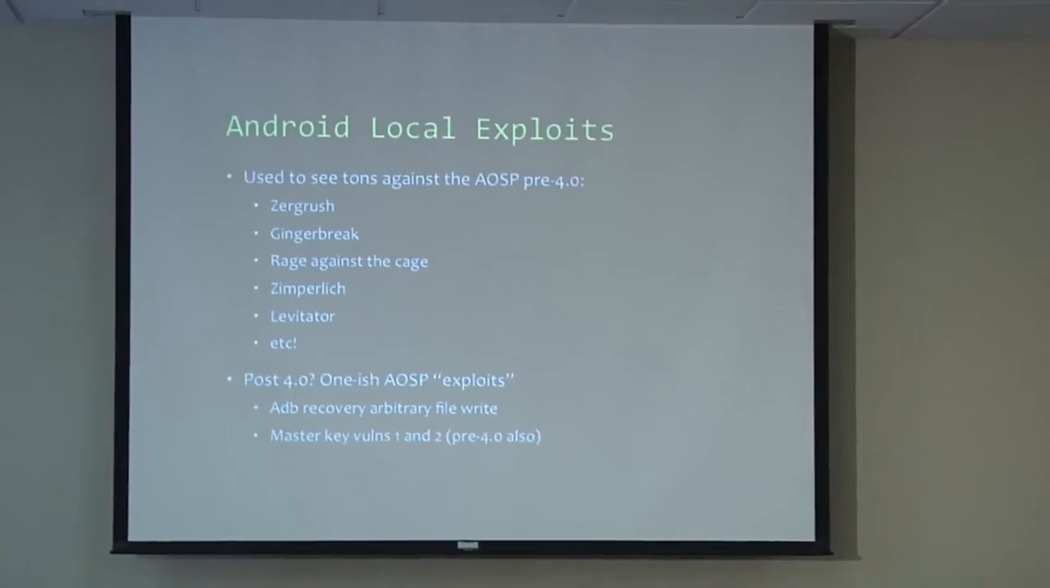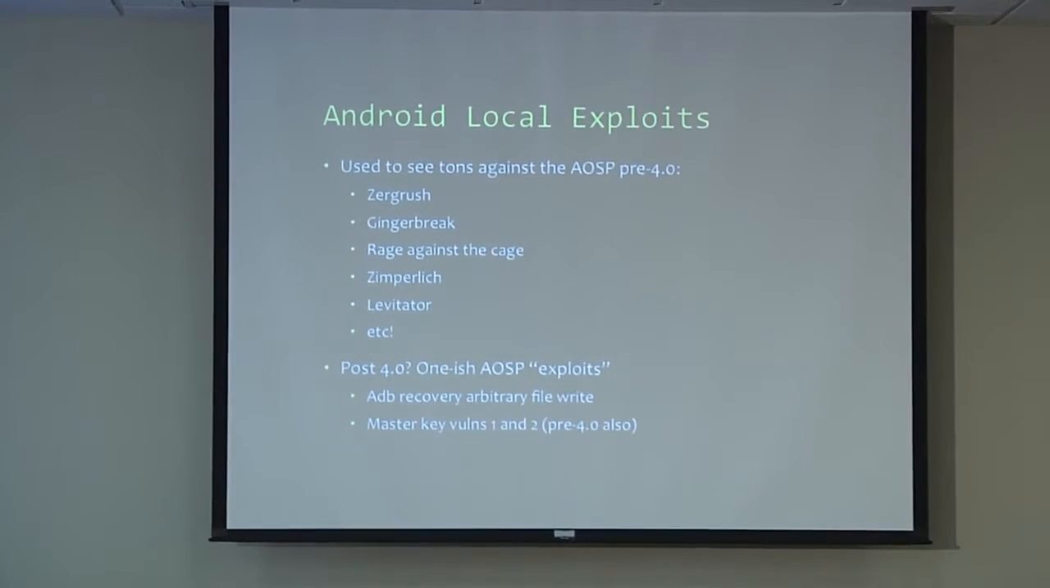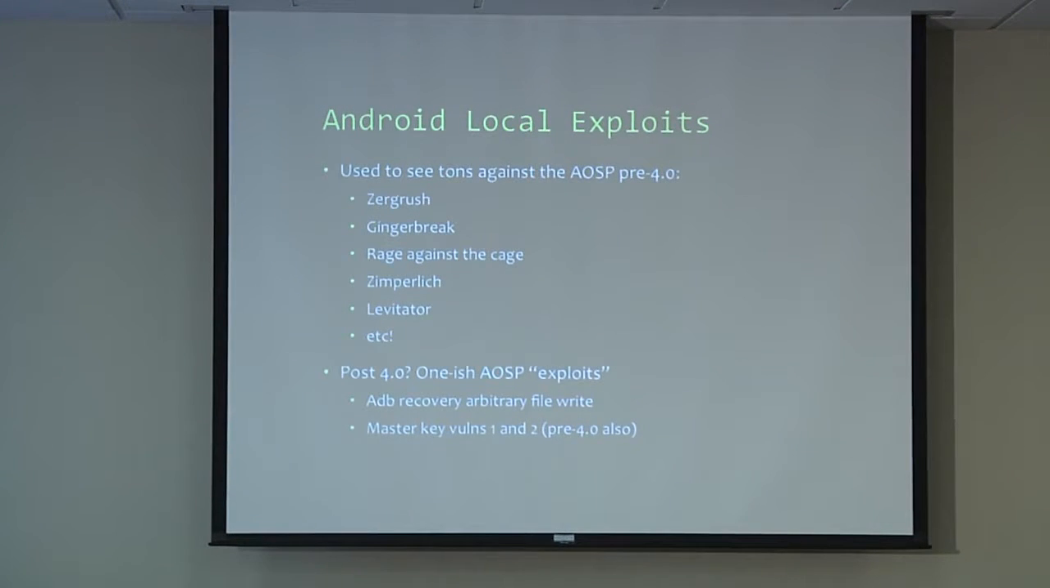So pre-4.0, there were a ton, right? It seemed like every 2 weeks someone had a new local privilege escalation exploit. You plug your phone in over ADB, run some script from some random dude on the internet, and then you get a root shell. But post 4.0, we've seen like one-ish, right?